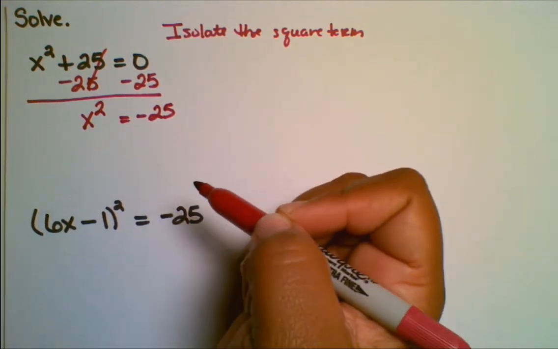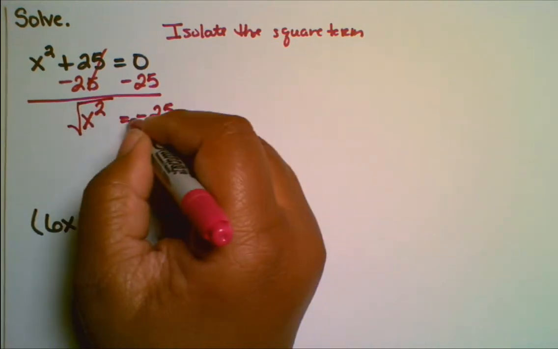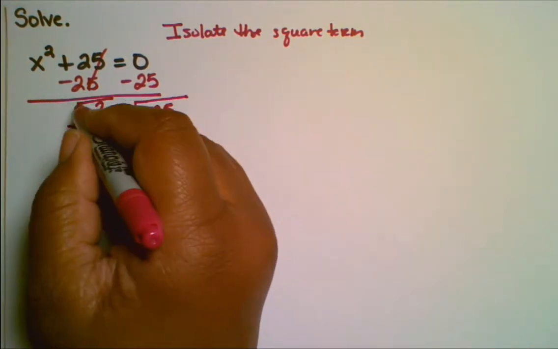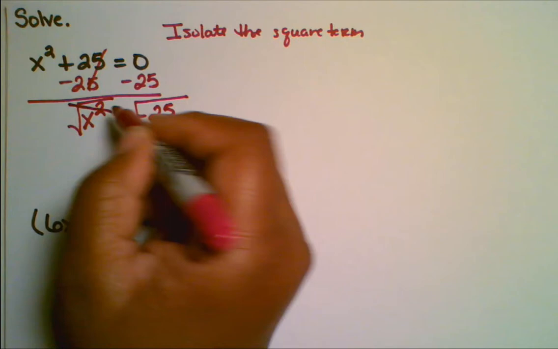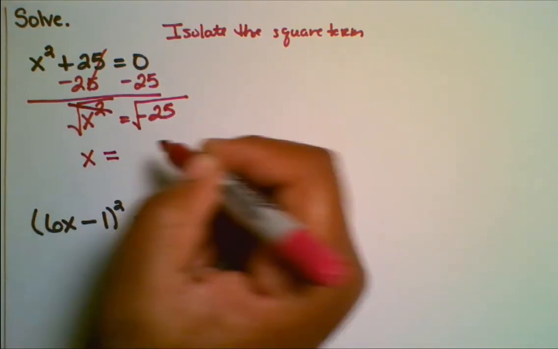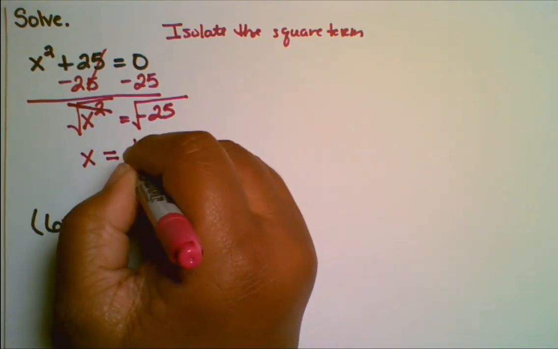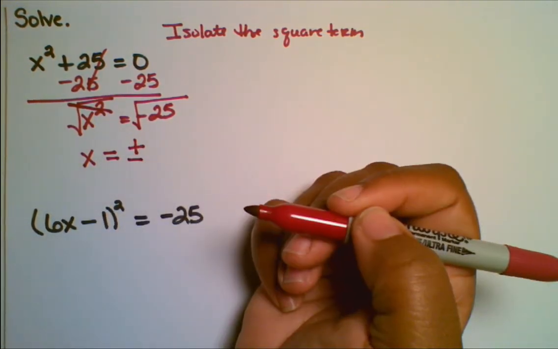Then we're going to use the square root property by taking the square root of both sides. On the left-hand side, the exponent of 2 and the square root cancel out, and we have x is equal to. The square root property says we're going to have two solutions, a positive solution and a negative solution.